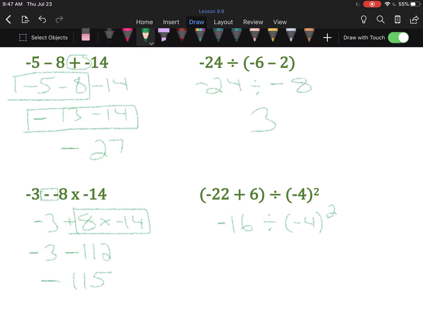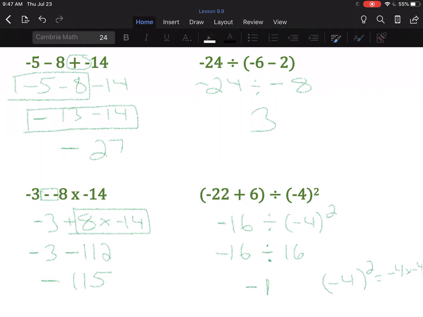Now we have to deal with the exponent. So negative 4 squared. And I just want to point out down here that negative 4 squared, remember, is negative 4 times negative 4. Negative 4 times negative 4 is positive 16. 16 divided by 16 is 1, but it's a negative divided by a positive. They have different signs, so the answer here is negative 1.